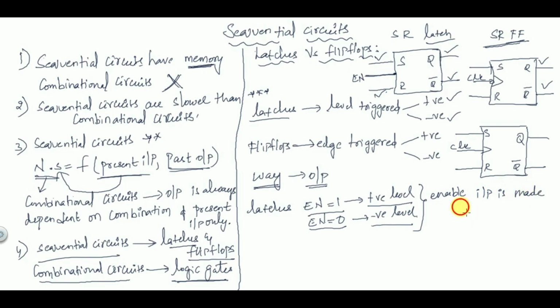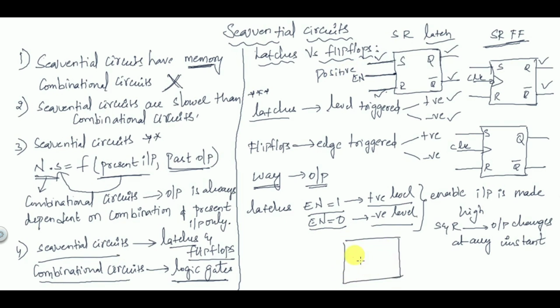When you make this enable input high, then if you change the inputs S and R, the output changes at any instant. This is the case of a latch. In a latch, the only condition is that the enable input is equal to 1. This is the block diagram of a positive level triggered latch.